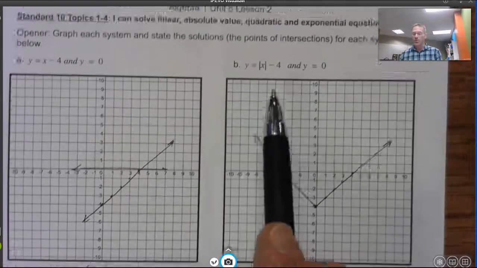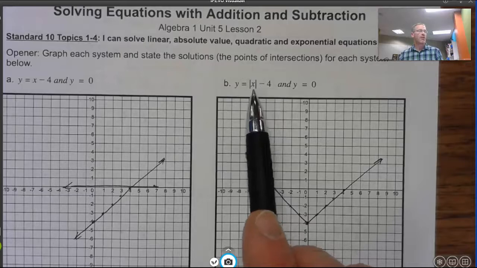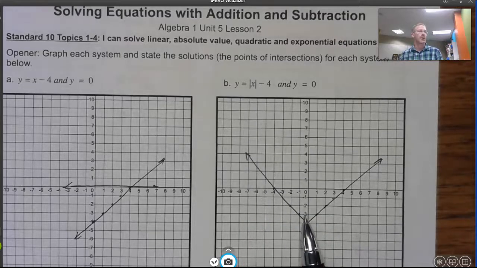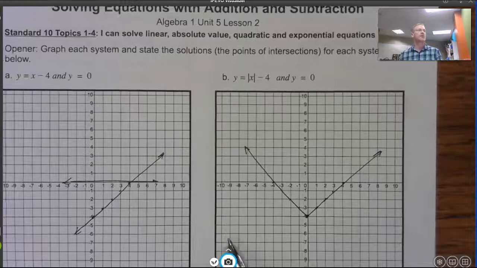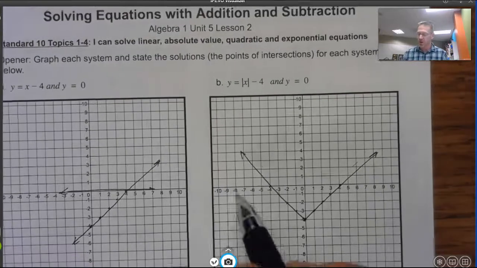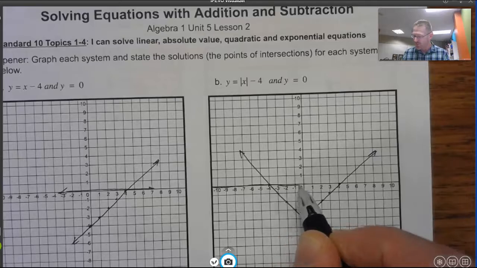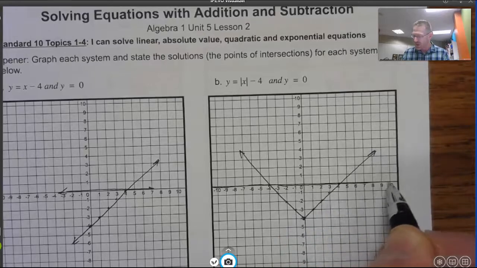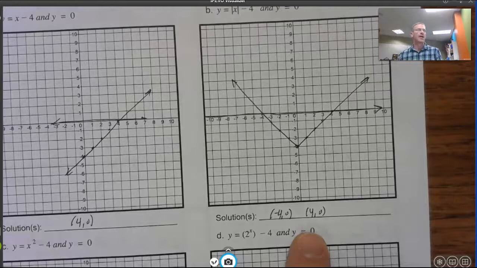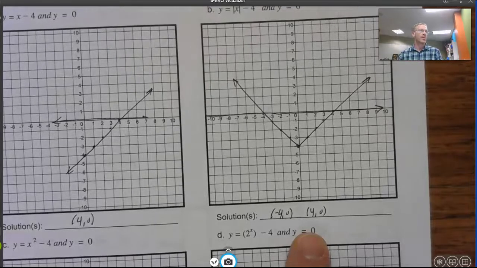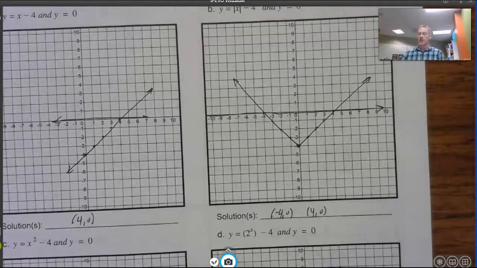Part B, we know this is an absolute value equation. Our vertex is (0, -4), and our rate of change is 1 over 1, so you can see that we create our V here. Notice we get 2 points of intersection when we cross y equals 0: the first point, (-4, 0), and the second point, (4, 0). This was the unit that we wrapped up right before we went on break this year, so hopefully this is starting to come back to you.